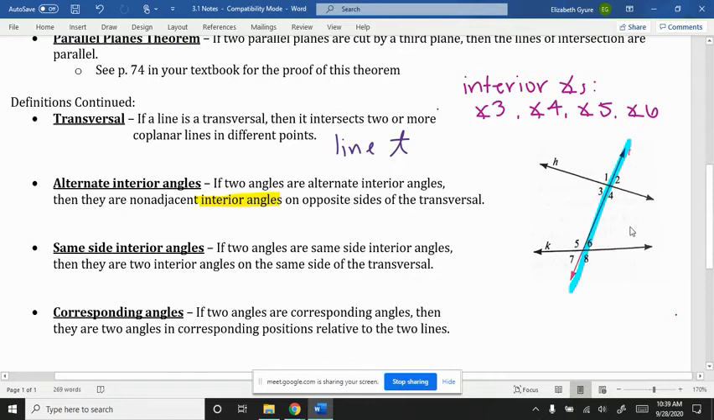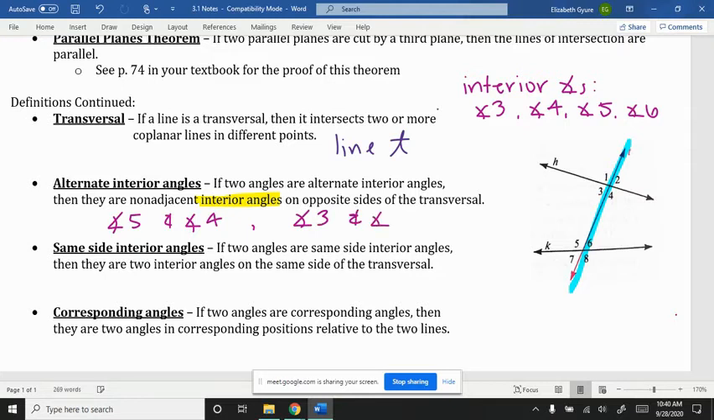So then just pick ones on alternate sides, right? So what do you think could maybe be an example of alternate interior angles, Carly? Exactly. Angle 5 and angle 4. What else could work? Melissa? Angle 3 and angle 6, exactly. Perfect. Good.